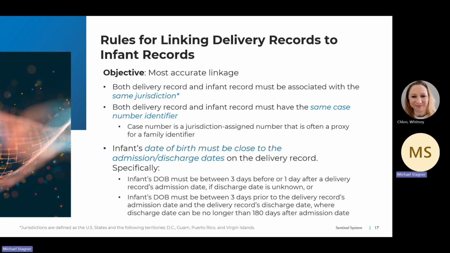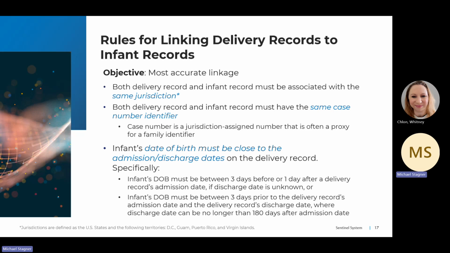So in order to determine legitimate links between mothers and infants, we're trying to get the most accurate linkage, obviously. So both records have to come from the same jurisdiction. They both have to have that same encrypted case number, and the date of birth has to be close to the admission and discharge dates for the delivery. So an infant's date of birth has to be between 3 days before or one day after a delivery date if discharge date is unknown.